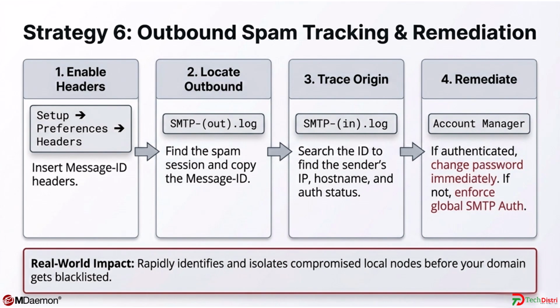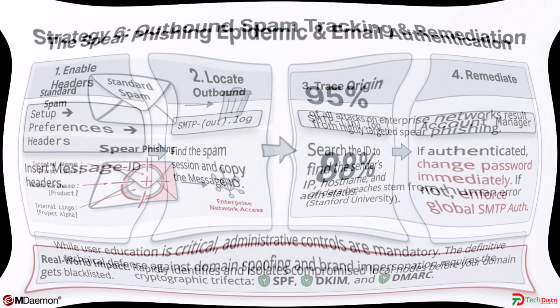Next, review the SMTP outbound log file named SMTP_out_log. Locate the suspicious message and copy the message ID. Then search the SMTP inbound log to identify the originating session. This reveals the sender's IP address, authentication status, and account details. If an authenticated account is involved, immediately reset the password.